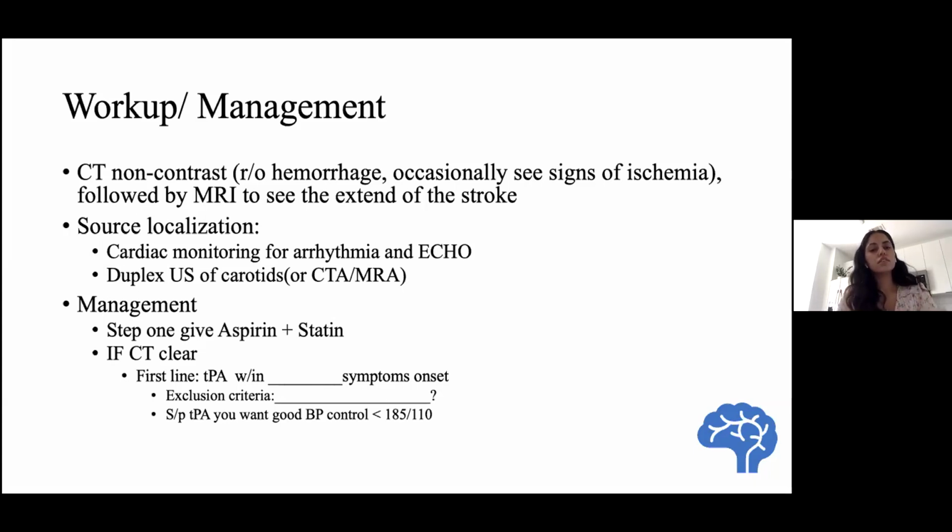Now, there are certain exclusion criteria to take into account when you're thinking whether or not to give someone TPA. Do you guys remember that? Because this is going to be really important, because you can have a patient presenting with stroke-like symptoms, but then you really can't give them TPA because their history includes some of the exclusion criteria.